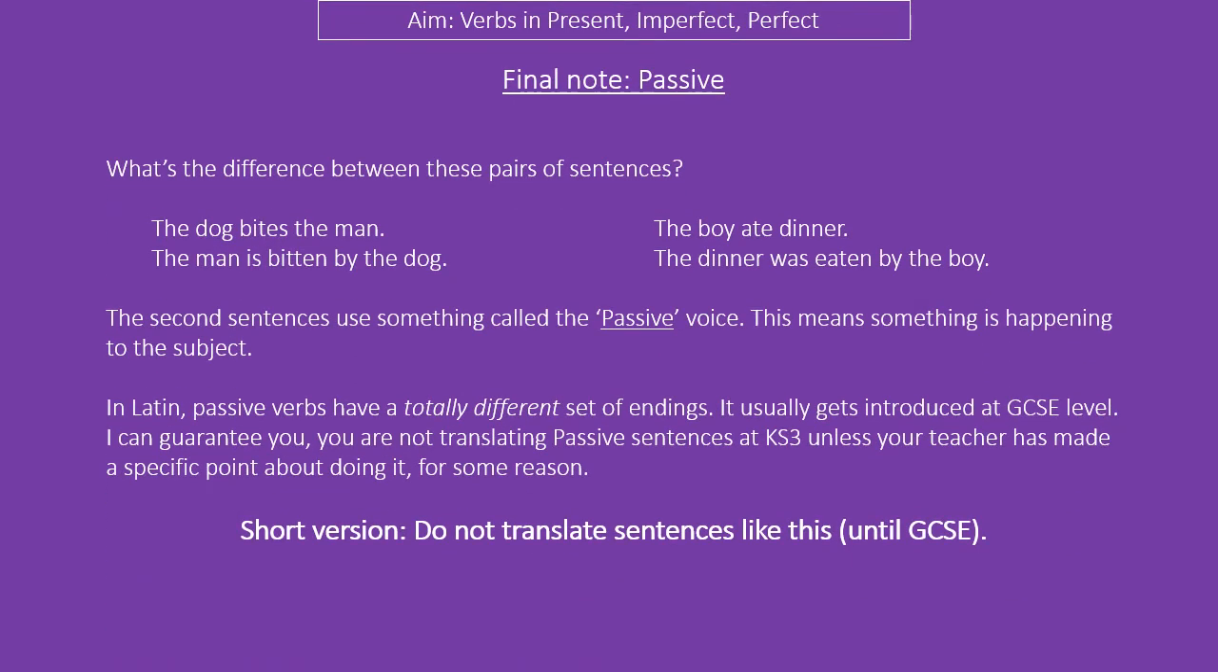Also, final note, and this is definitely a different topic. There is a difference between the sentence "the man bites the dog" and "the man is bitten by the dog." The second sentence there is something called passive. In English, it vaguely sounds similar, like the man is bitten by the dog. That's basically the same. In Latin, it's got completely different endings. You're not doing that until GCSE level, and you are not translating those sentences at Key Stage 3. Please don't try and do something like this. Make sure your nominative is doing something to your accusative, and then everything will be fine.